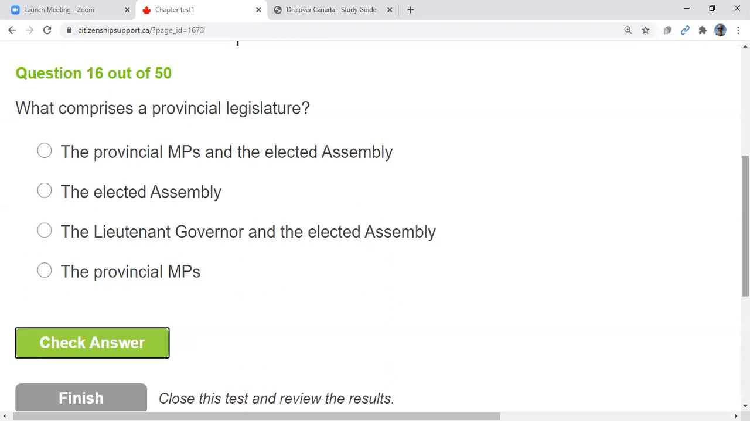Okay. What comprises a provincial legislature? Legislature. So what's in a provincial legislature?